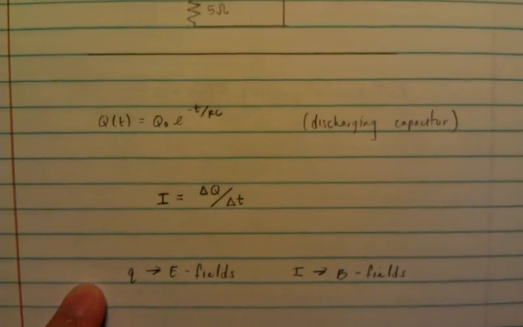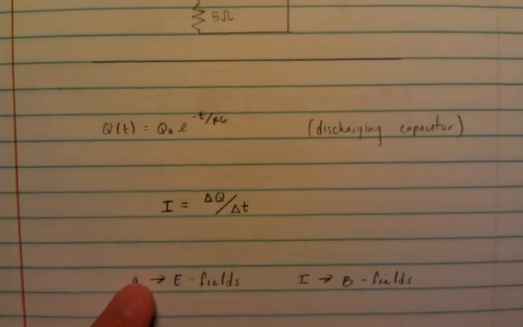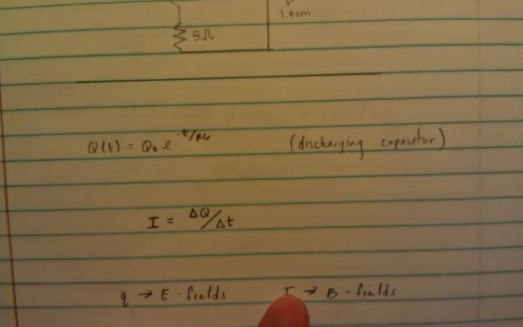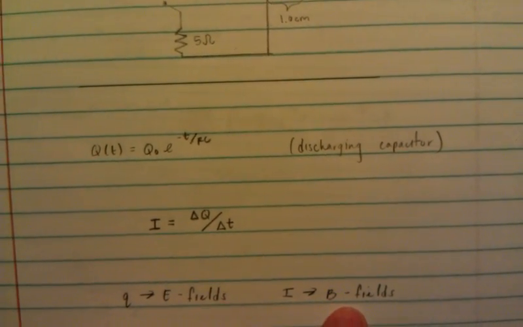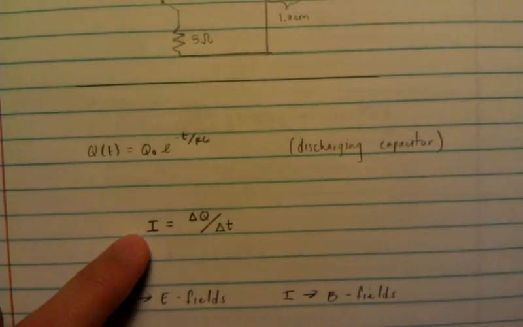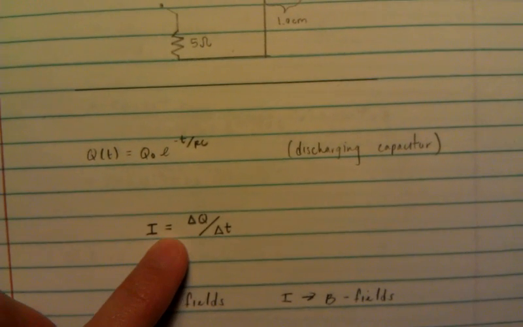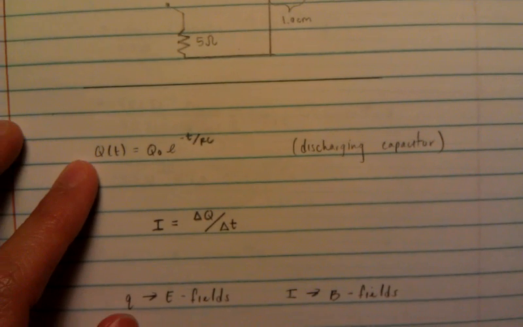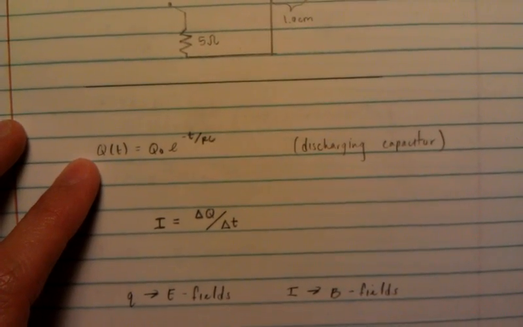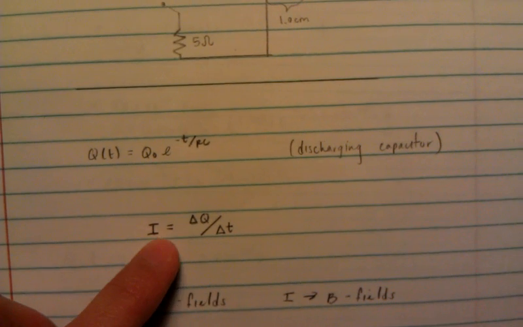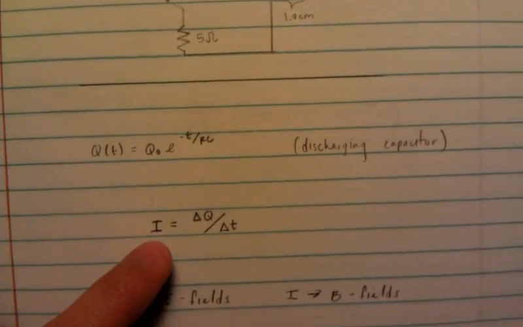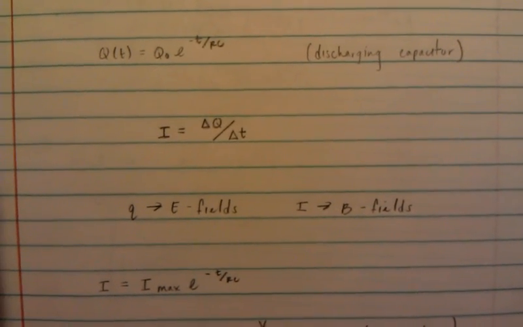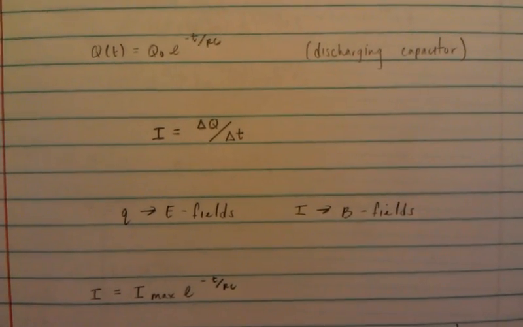And we know that just a plain old charge gives rise to electric fields, but we're interested in the magnetic field, and moving charge or current gives rise to magnetic fields. And so we'll use the relationship current equals change in charge over change in time to yield an equation that we'll be able to use for this problem. And since current and charge are directly proportional, we'll just replace Q in this equation with I, and that'll give us I equals I max times e to the negative t over RC.